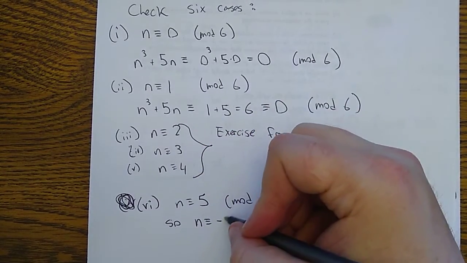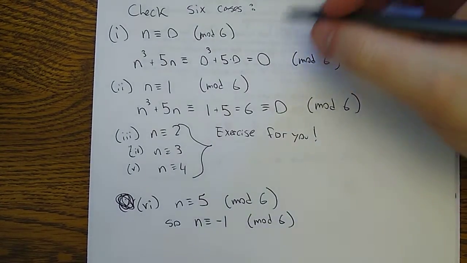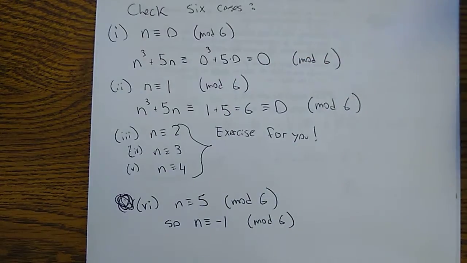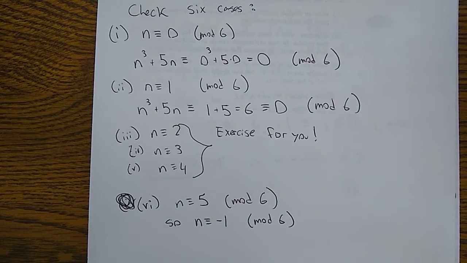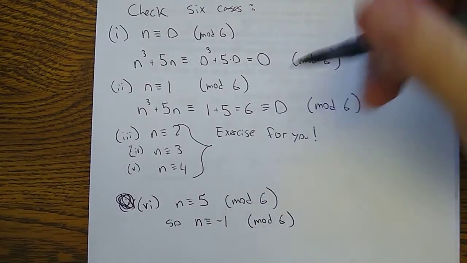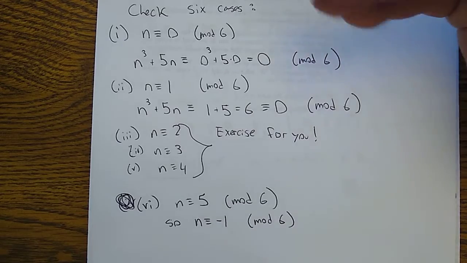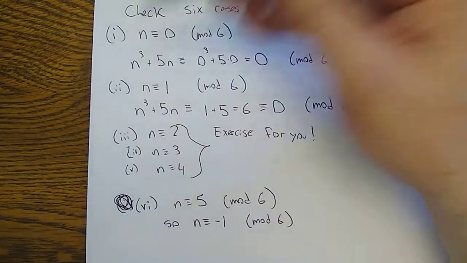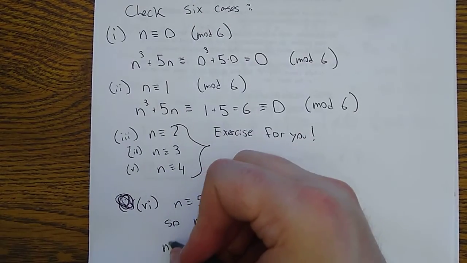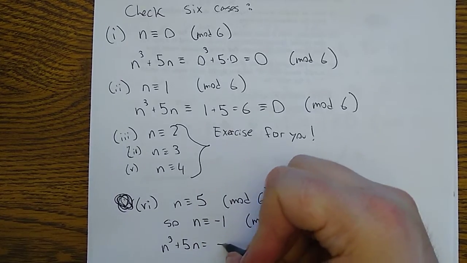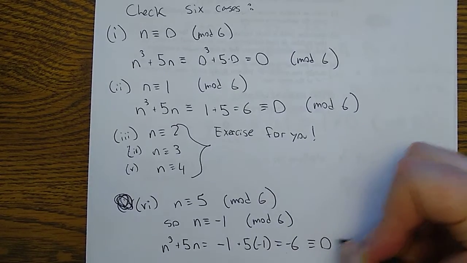If n's congruent to 5, then n's also congruent to -1. Right? If 5 minus -1 is a multiple of 6. So if you're willing to deal with negative numbers, which is sometimes a good idea, it's more pleasant than dealing with big numbers. I would rather deal with small negative numbers than big positive numbers. This is actually much easier because -1 cubed is not a big number at all. And I just do this: n cubed plus 5 times n. That's -1 plus 5 times -1, which is -6, which is 0 mod 6.